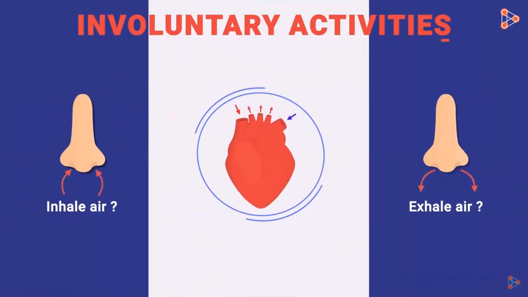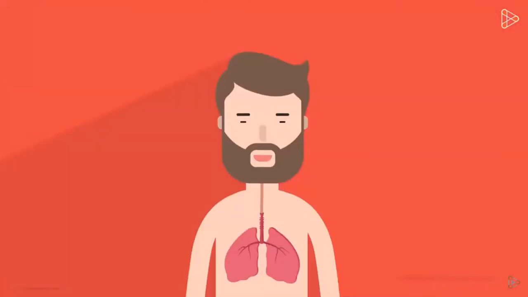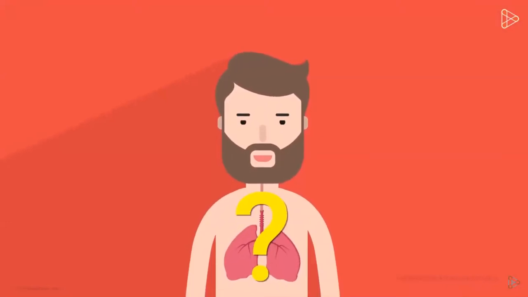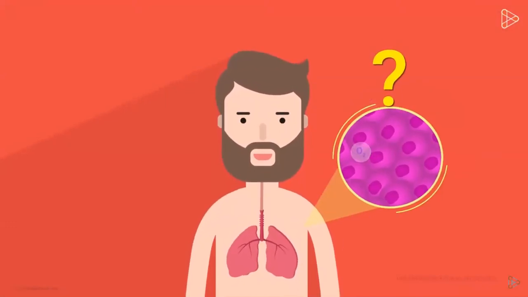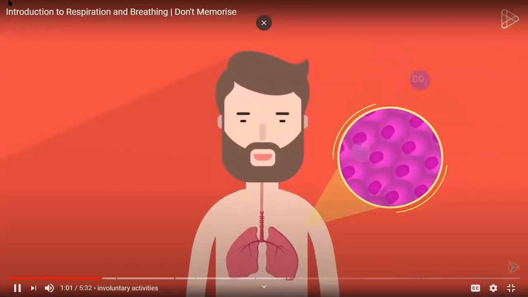Involuntary activities are mostly the crucial ones that occur within us and which help us sustain life. Take the activity of breathing, for example. Isn't it extremely important? If we don't breathe, then how will all the cells in our body obtain the necessary oxygen for survival? And how will the toxic carbon dioxide be released out?